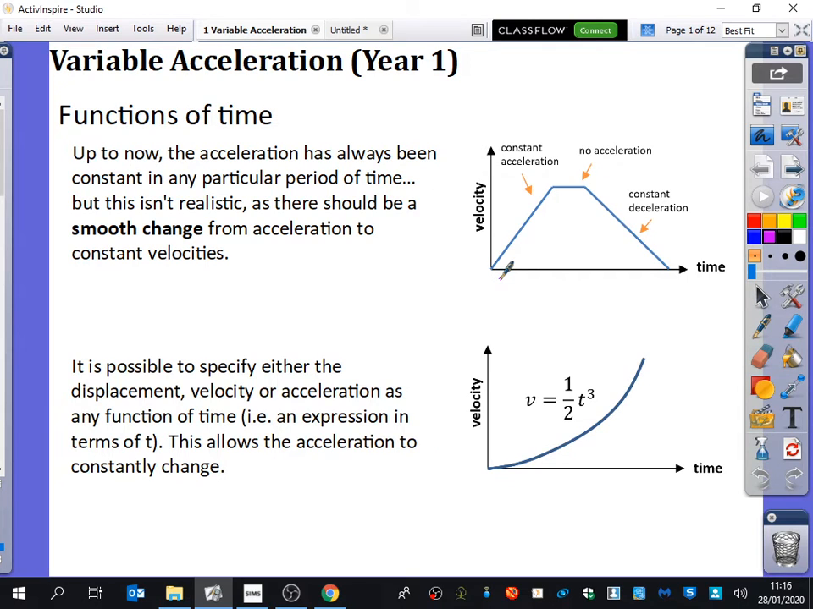It is actually possible to specify either the displacement, the velocity, or the acceleration as any function of time, i.e. an expression in terms of t. So instead of the curve being, I don't know, y equals x squared, you can have something like the velocity equals a half t cubed, where if you want to find the velocity, you take the time that it's been traveling for, you cube it, and then you half it. What this allows us to do is have the acceleration constantly changing. It can be a variable acceleration.